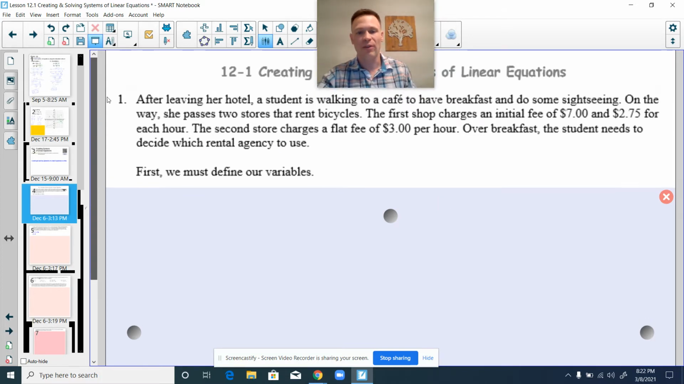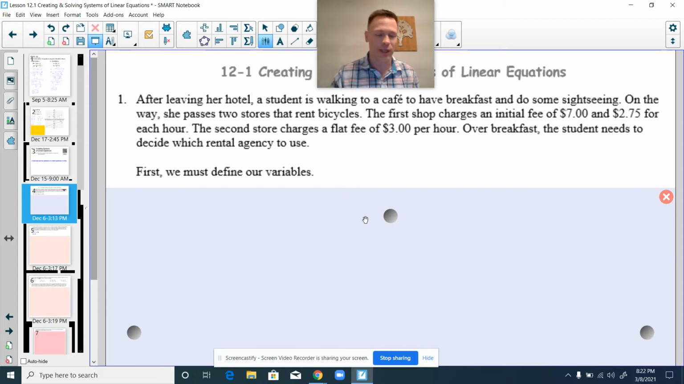So after leaving her hotel, a student is walking to a cafe to have breakfast and do some sightseeing. On the way, she passes 2 stores that rent bicycles. The first shop charges an initial fee of $7 and then $2.75 for each hour after that. The second store just charges a flat fee of $3. There is no initial charge. Over breakfast, the student needs to decide which rental agency to use.